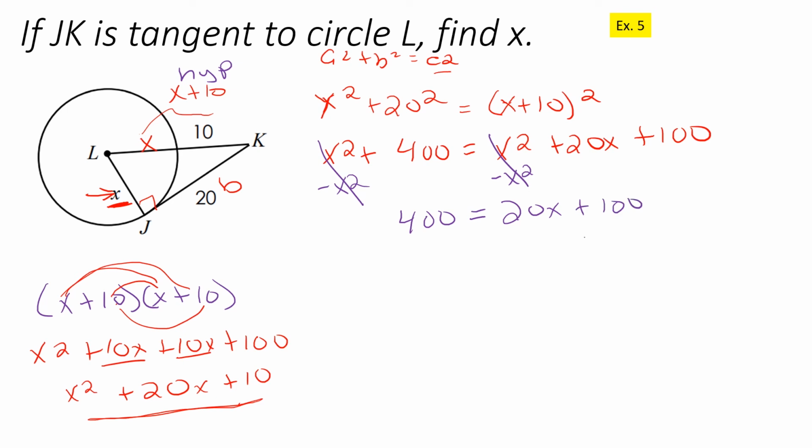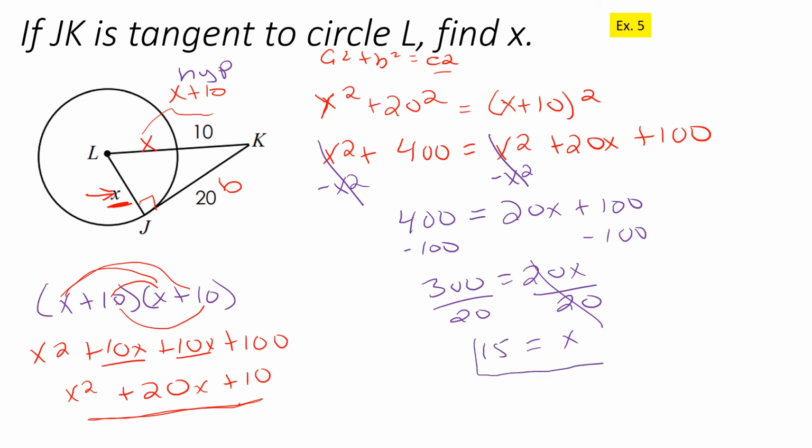Alright, so I'm just going to solve this two-step equation here. Subtract 100 and get 300 equals 20x. One-step equation now. Divide by 20. So we're going from multiplying binomials to a two-step equation. And 300 divided by 20 is 15. And so we have found x using the Pythagorean Theorem and using a bit of our knowledge for multiplying binomials. So the next problem, I'm going to ask you to try it on your own.